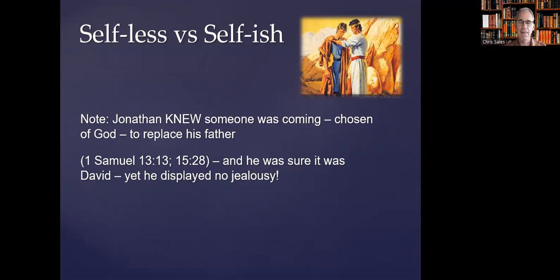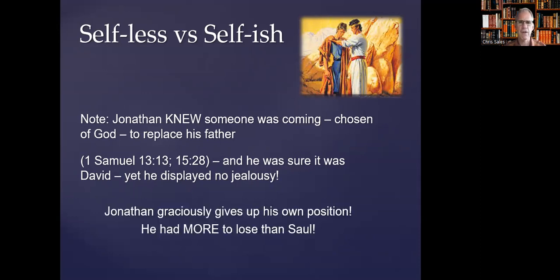Who better? He displays no jealousy. He just gives all of his things. And he says to David, you're going to be the next king. I know that. He's going to later say to him, my father knows it too. And so we have in Saul and Jonathan really the two ways we can react to situations. One, Jonathan is selfless. Saul, we're going to see next time in our next class, is eaten up with jealousy and envy and is completely selfish.